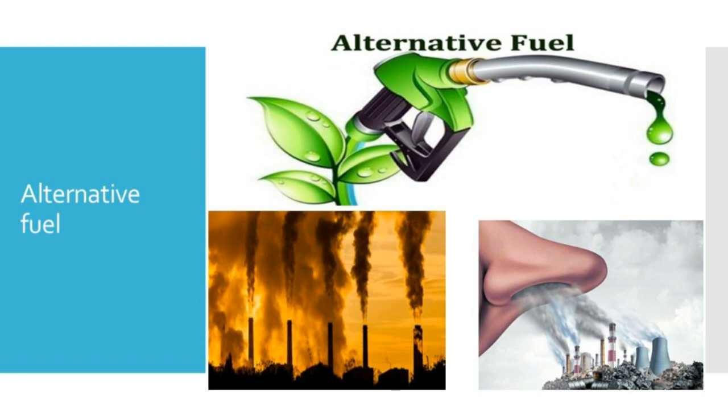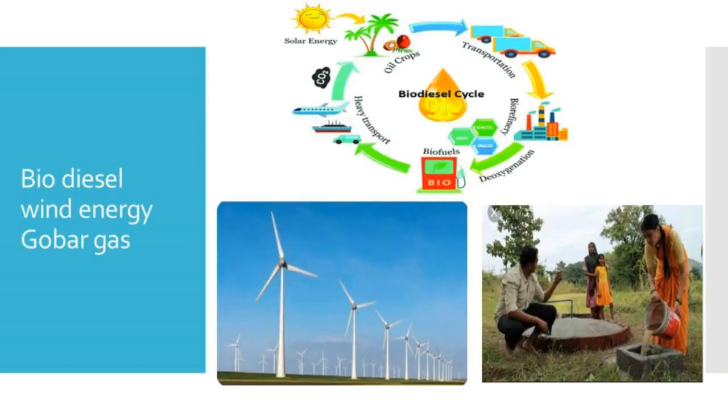Let's see them one by one. Biodiesel. Biodiesel is a fuel obtained from vegetable oils such as soya bean oil, jatropha oil, corn oil, sunflower oil, cottonseed oil, rice bran oil, and rubber seed oil.